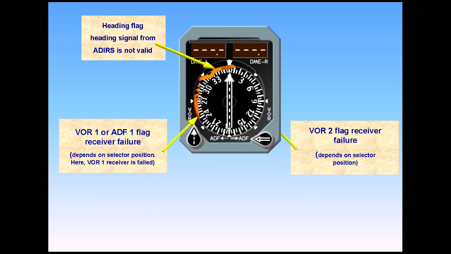In case of failure, specific flags can disappear on the DDRMI, Digital Distance Radiomagnetic Indicator. In case of radiomagnetic indicator internal failure or power supply loss, all flags are shown.